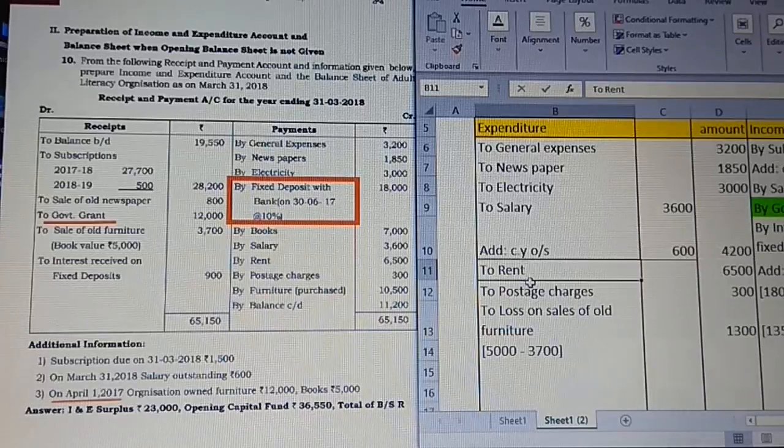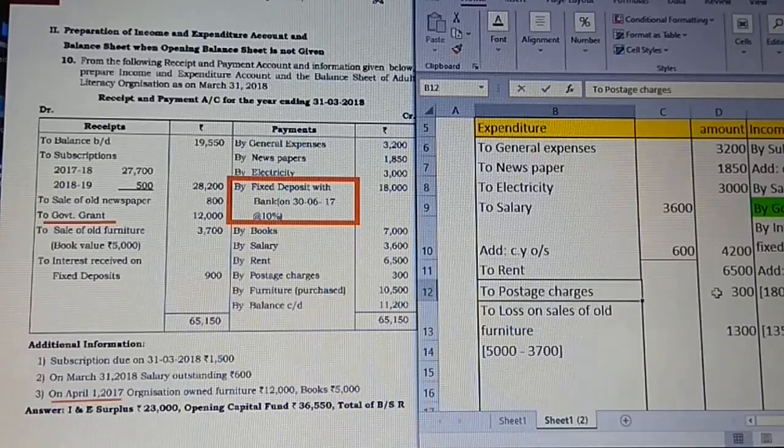Next, rent. There is no adjustment, take it as it is. I have taken it to the outer column. Any adjustment to be taken in the inner column? No adjustments, take it to the outer column. Then postage charges, I have taken it.